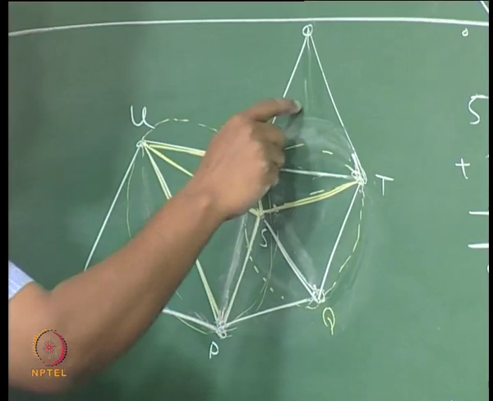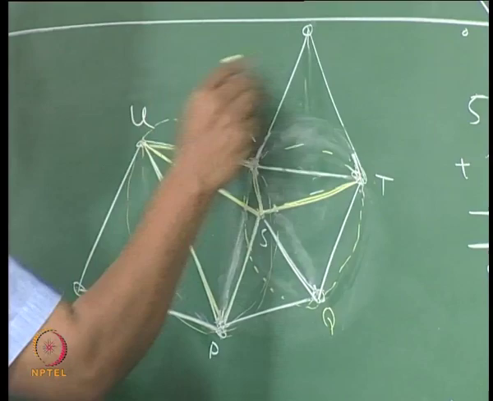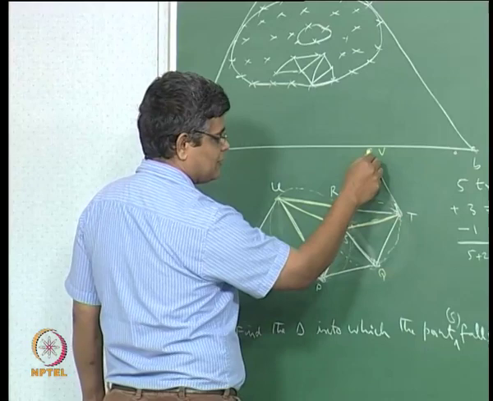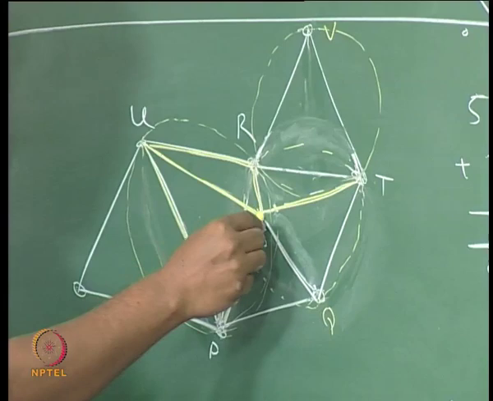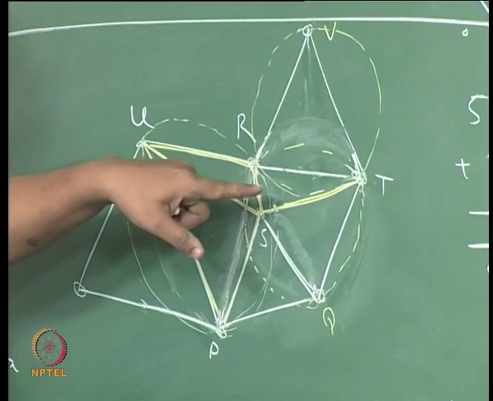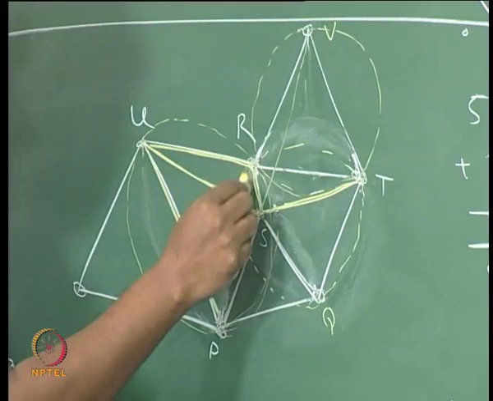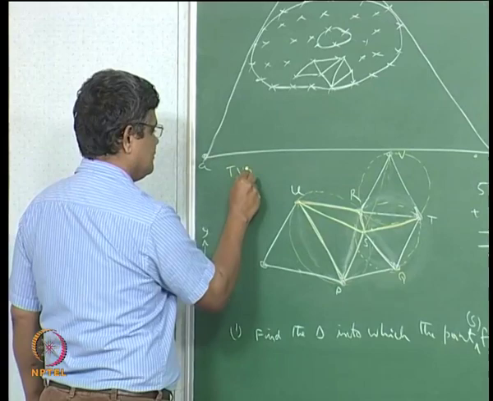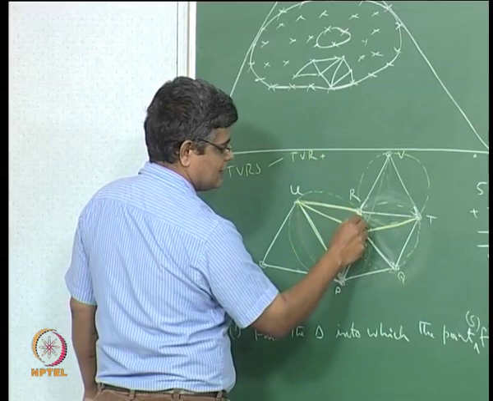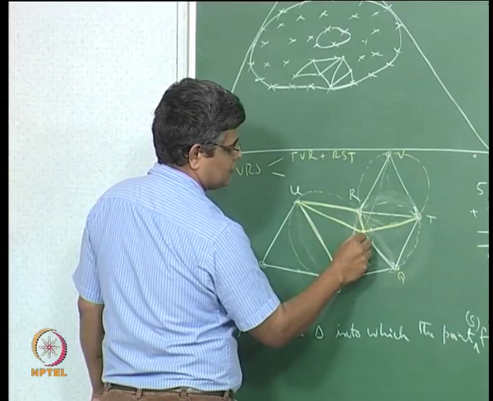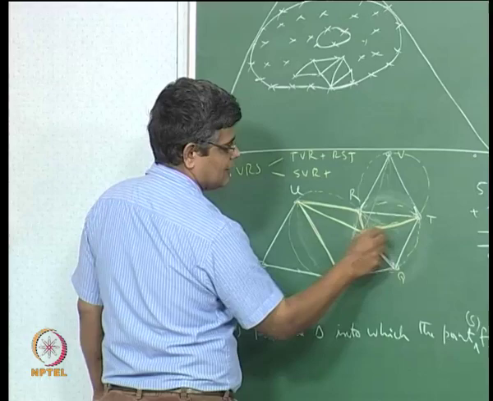So, we have R, T, S, U, let us say V here. Then we can go through the same argument, we can draw a circumscribing circle through these 3 points, and we can see that point S lies outside the circumscribing circle. So, that means that the existing pattern is better than having it like this. So, when you consider TVRS, it can be made into either TVR plus RST, or into SVR plus STV.